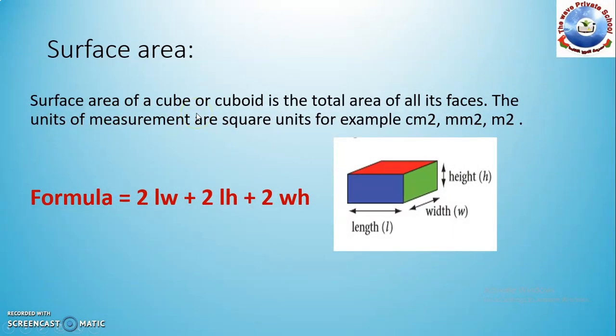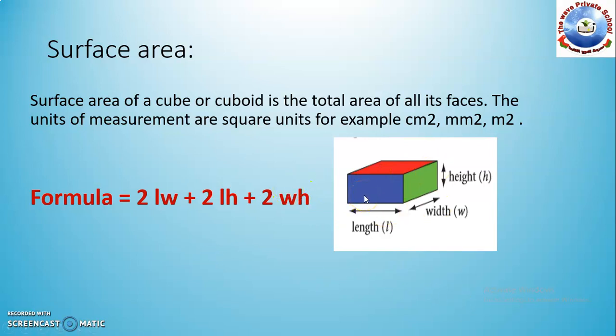Now let's start and try to find surface area. Surface area of a cube or cuboid is the total area of all its faces. The units of measurement are square units, for example, square centimeter, square millimeter, and square meter. To understand this, just see this cuboid. This cuboid has blue area, green area and red area.